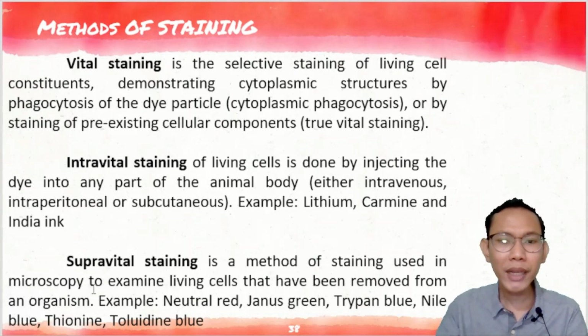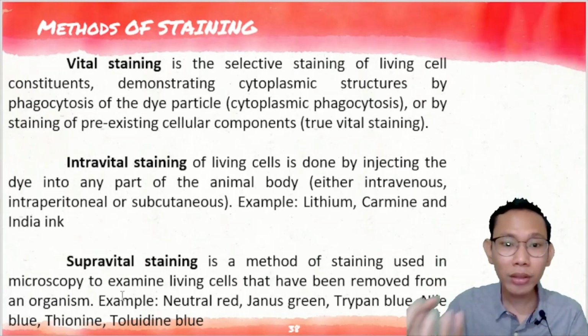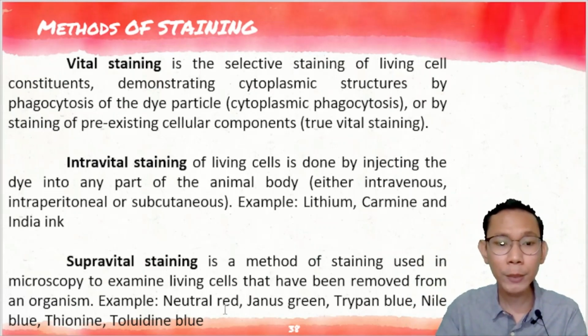For your supravital staining naman, it's a different method because it's a method of staining used in microscopy to examine living cells that have been removed from an organism. So you take out the living cell outside the body. So example of this is your neutral red, Janus green, Trypan blue, Nile blue, thionin, and your toluidine blue.